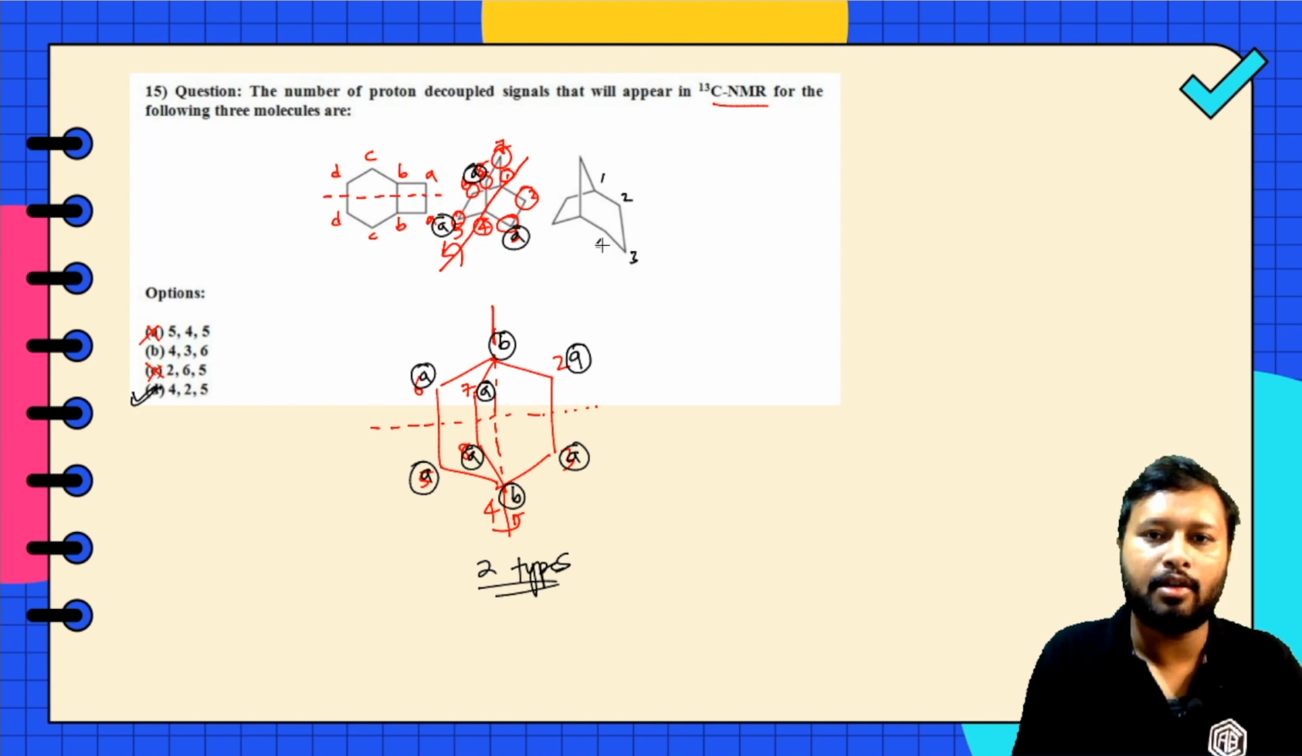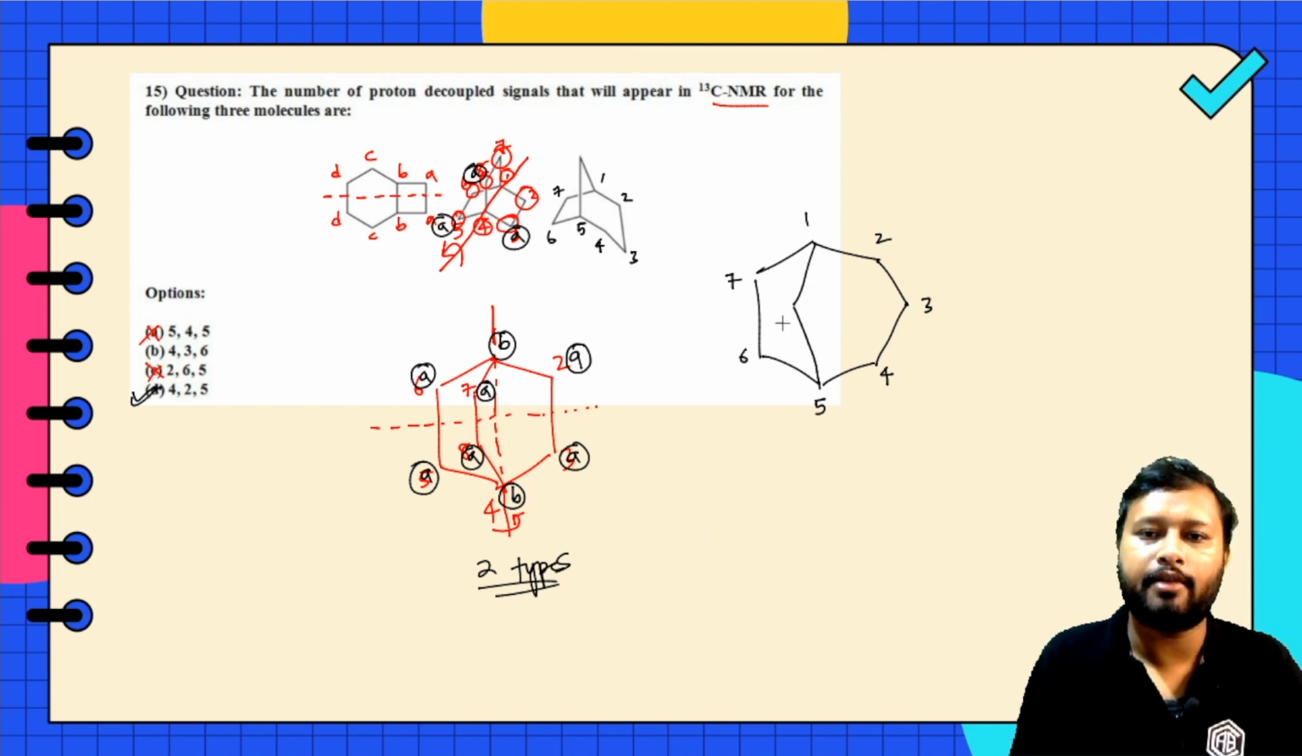So 1, 2, 3, 4, 5, 6, 7. You have to make a 7-membered ring. So 1, 2, 3, 4, 5, 6 and 7, and with 1 and 5 you have to join a carbon. Okay, so we have done it. Just this carbon, let's say, is 8. Now I have to make a plane of symmetry, if it is possible. Yes, I can make it like this. Now I have to number it up on the other side.